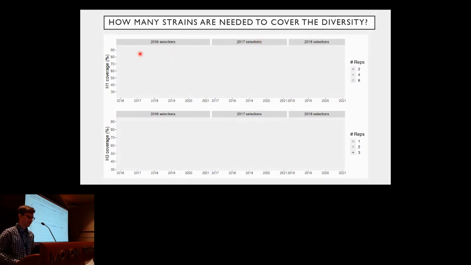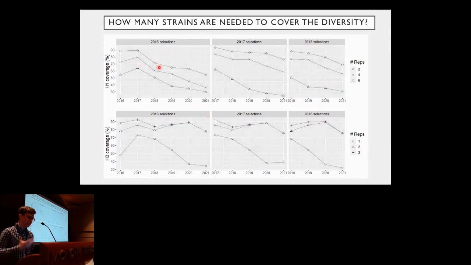We're doing the selections for different years, starting with 2016, and then we're looking at how the coverage wanes as we go to the next years. And then we want to pick up a general pattern here, so we do the same for 2017 and 2018. And similarly for H3s, but we have less diversity there, so we're looking at 1, 2, and 3 representatives. What we saw was that with 6 representatives in the H1s, you can cover nearly 90% of overall diversity.